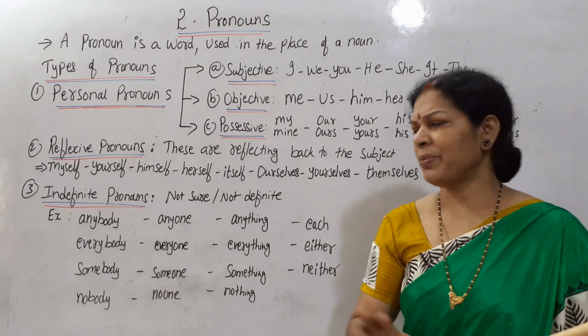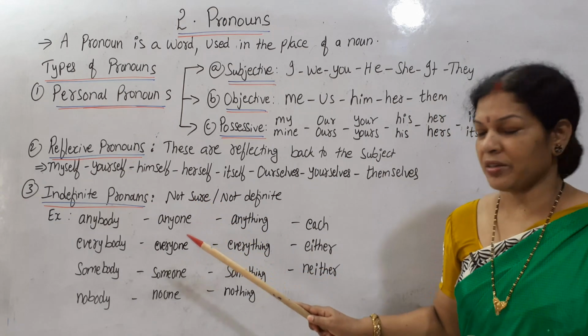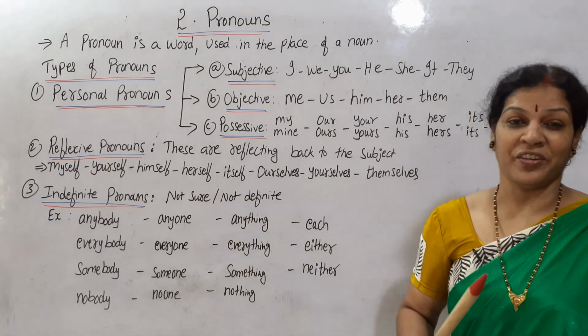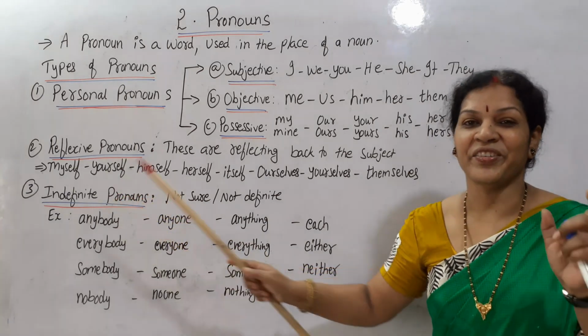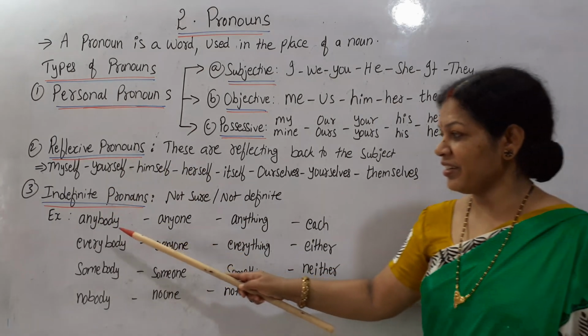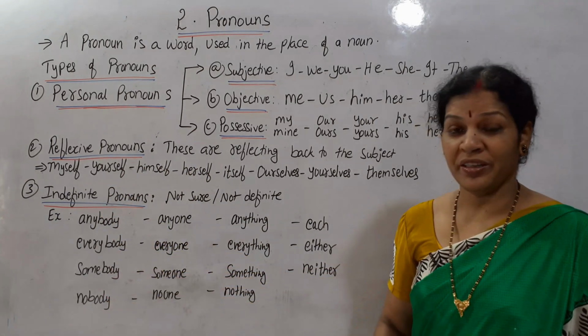Indefinite pronoun is simple. Remember this: where the pronoun is not sure or not definite. Not sure, not definite, then we can say it as indefinite pronoun. The name itself is saying. For example, you can take anybody, everybody, somebody, nobody.